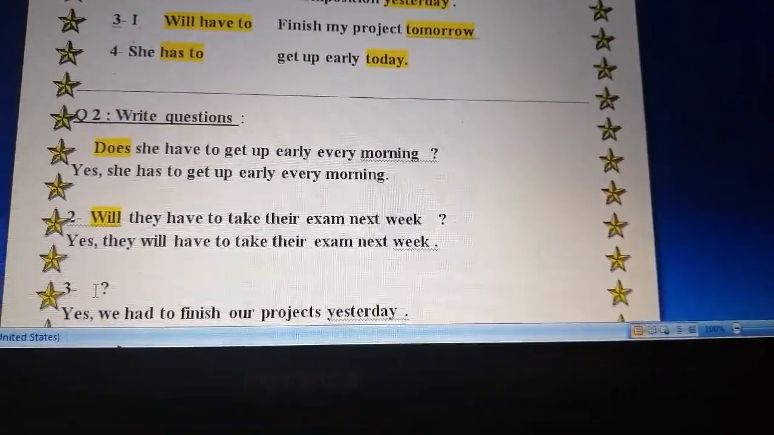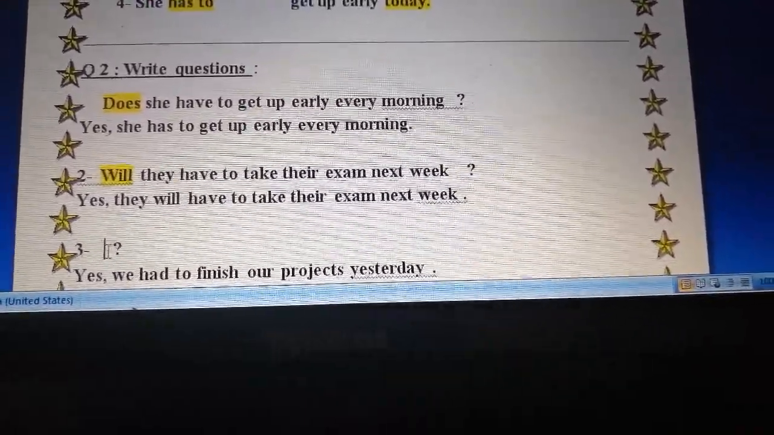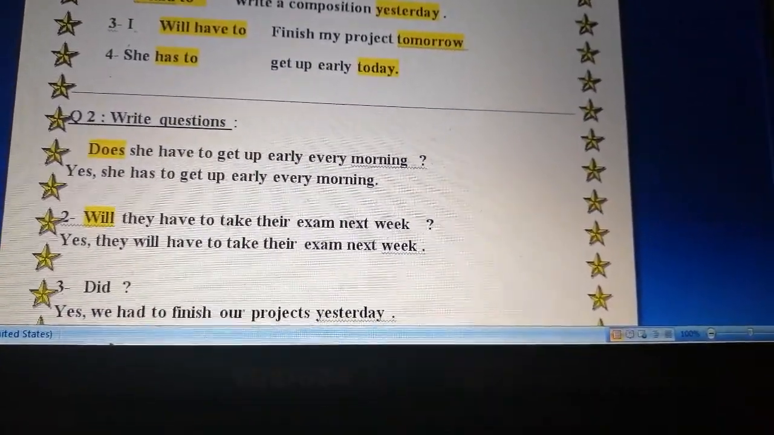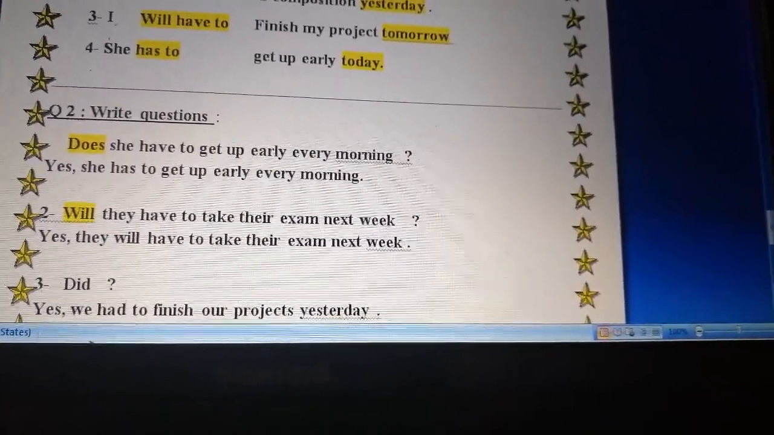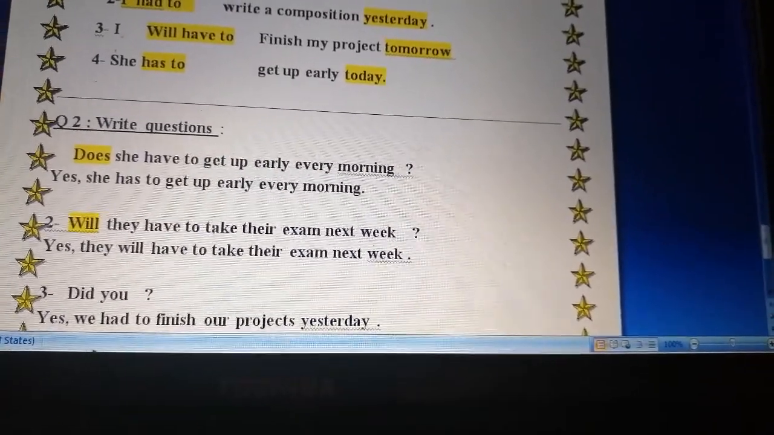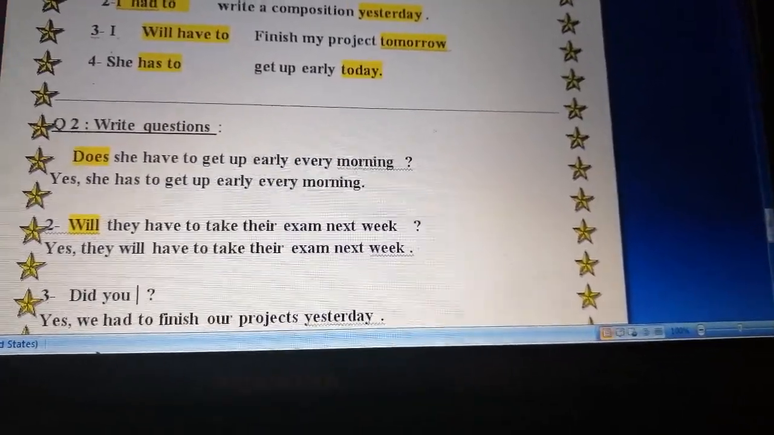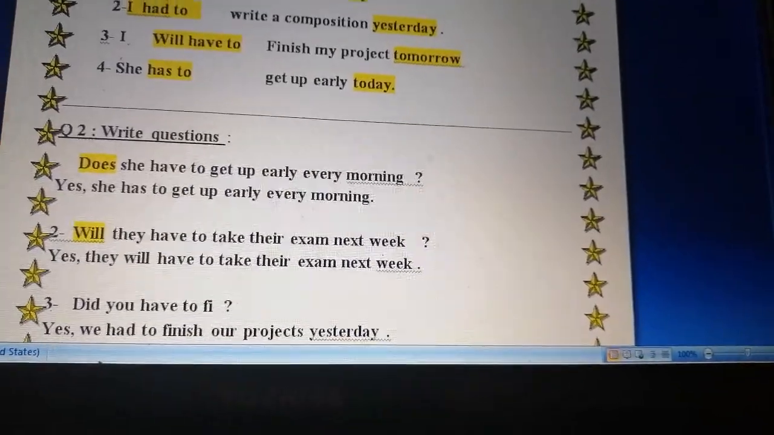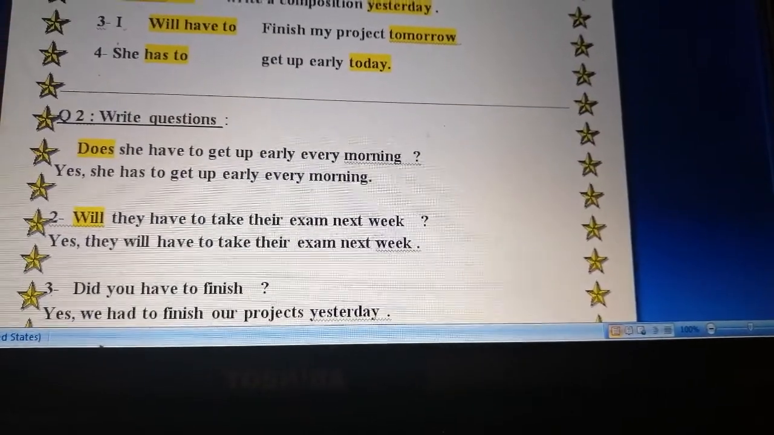Let's see now the third one. Yes, we had to finish our projects yesterday. I have "yesterday" and I have "had". So which tense? Yes, excellent. I'm using did, whether singular or plural. Did: the subject will become you, because it's you, singular or plural. Did you what? Should "had to" stay "had to"? No, "have to". Have to.